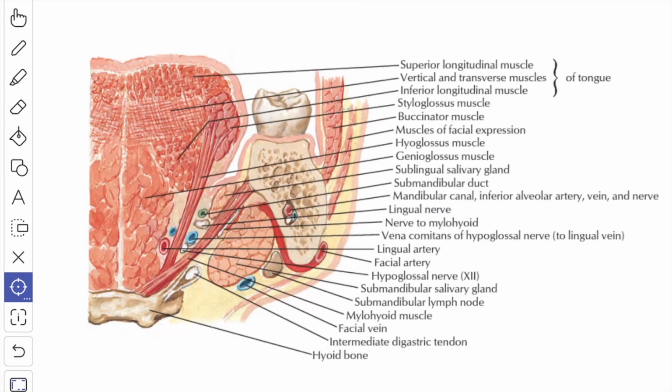Now we'll see about the muscle of the tongue. The tongue is divided into 2 symmetrical halves by a median fibrous septum. So this is a median fibrous septum which is coronally oriented in the posterior part of the tongue, which is attached below to the hyoid bone, forming the hyoglossal membrane.